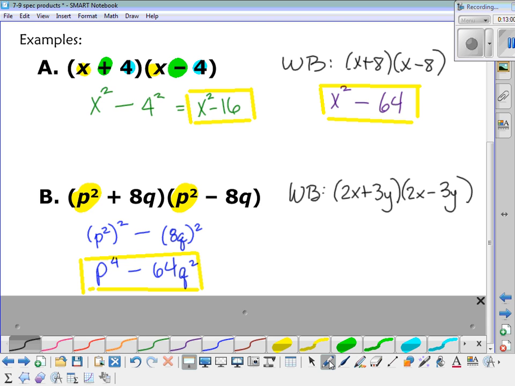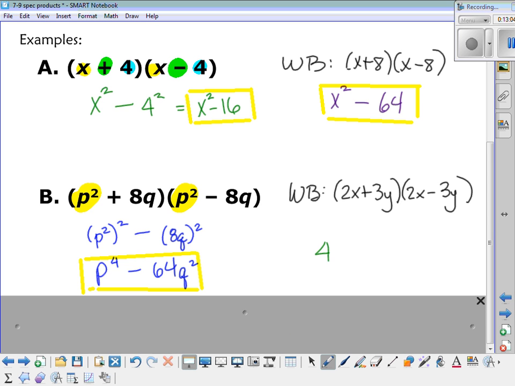All right, looks like you guys had it. 2x times 2x is 4x squared, and 3y times 3y is 9y squared.